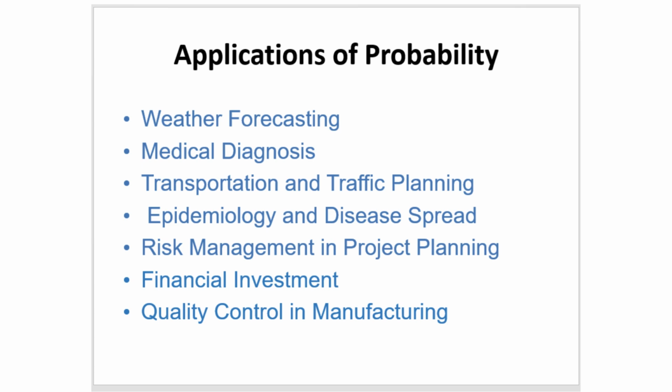Now we will go to different applications of probability, such as we see in weather forecasting. Then there is medical diagnosis, where a doctor uses probability to assess the chances of a patient having a disease based on symptoms and test results. And there is transportation and traffic planning. In this sector, it helps to estimate congestion and optimize routes. In epidemiology, probability helps track how disease spreads and where outbreaks might occur. And risk management, project planning, financial investment and quality control are different sectors where probability is useful.